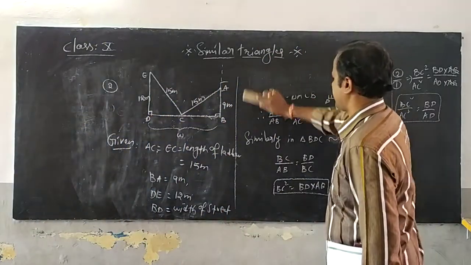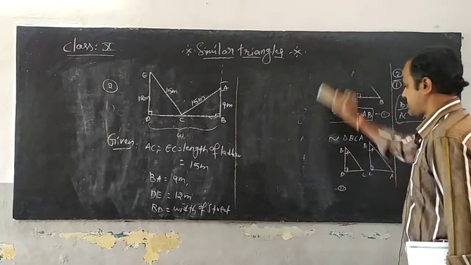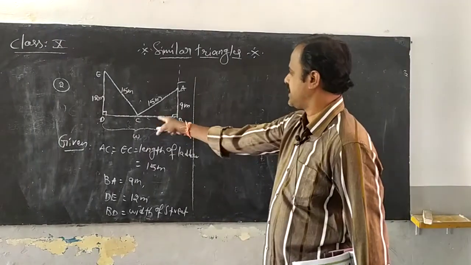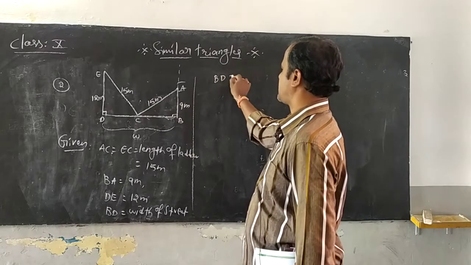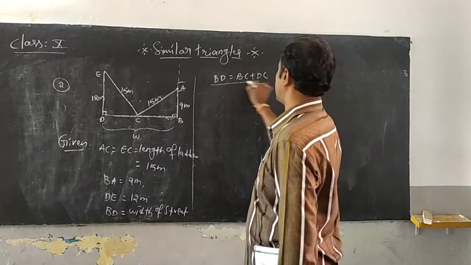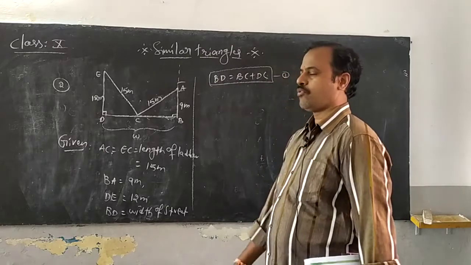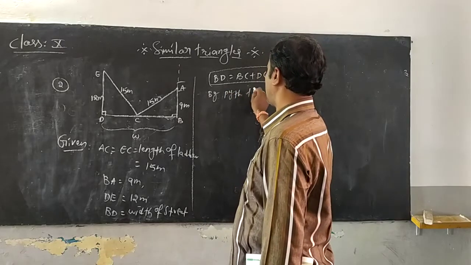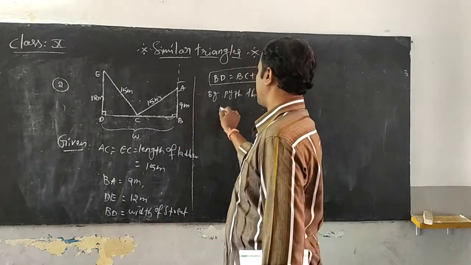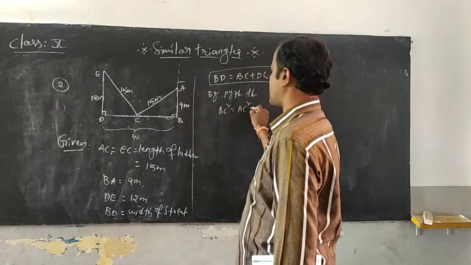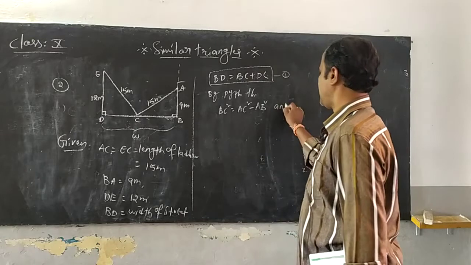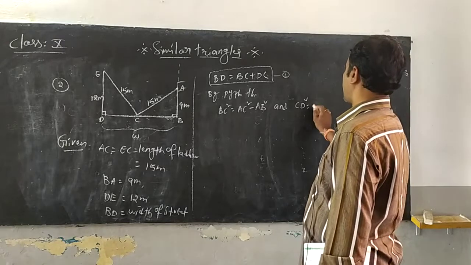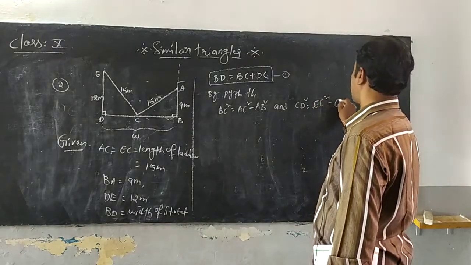Now how do you find that BD? BD is the combination of two parts. BD is equal to BC plus DC. Is it clear? Right. Take this as 1. Now we apply the Pythagoras theorem. By Pythagoras theorem, you can write BC square is equal to AC square minus AB square, and in the other one CD square is equal to EC square minus ED square.